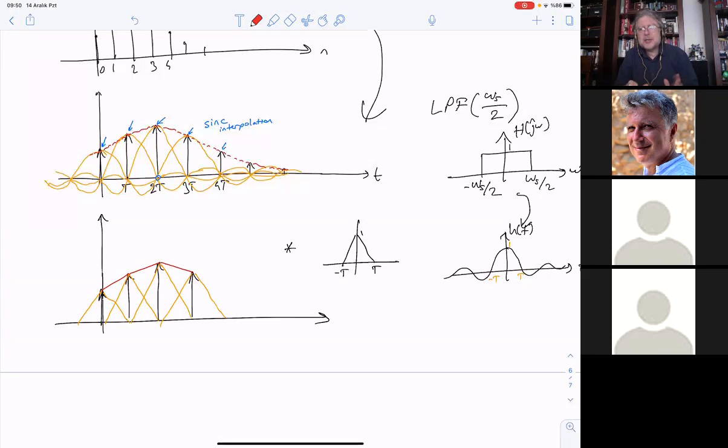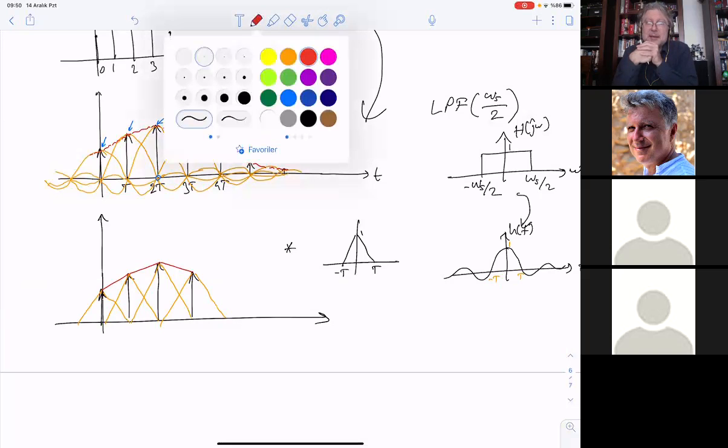This linear interpolation is good enough, I would say, for digital to analog conversion. But it really doesn't correspond to an ideal low-pass filtering. It corresponds to something else. What does it correspond to? It corresponds to the Fourier transform. This is h of t. What is the Fourier transform of that? That is H of j omega. What's the Fourier transform of a triangular shape?